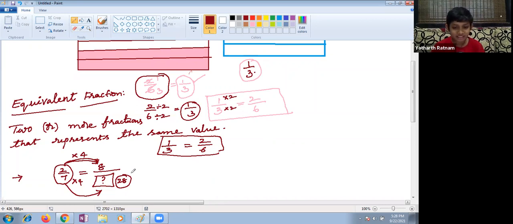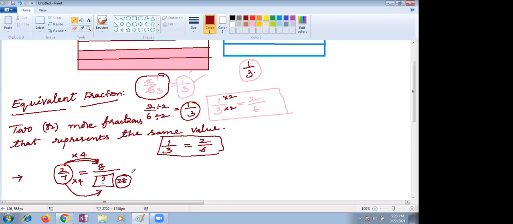Ma'am, one second, can I write this? If you write, I will give the task. Sometimes reduced, sometimes raised, children. Raised case, multiplication. Reduced case, division.